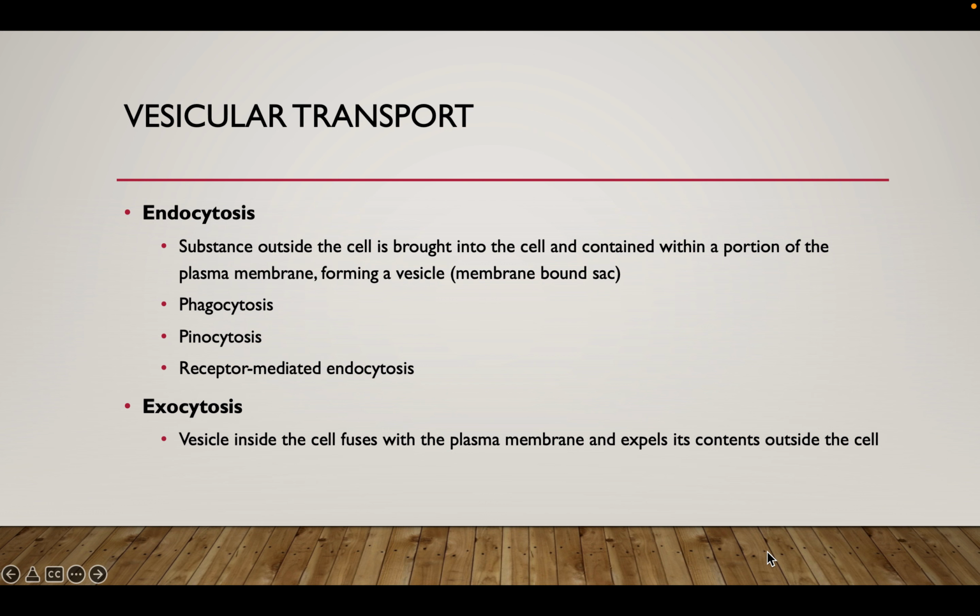Now, exocytosis is exactly the opposite of that. It is when something from the inside of the cell that is packaged within a vesicle fuses with the cell's plasma membrane. Once it fuses with the cell's plasma membrane, it begins to open up, and then it will expel whatever contents it has to the extracellular space. Okay, so sometimes we may make a protein, it gets packaged into a vesicle, sometimes at this organelle known as the Golgi or Golgi apparatus. Once it gets packaged there, it can then be expelled once it fuses with the plasma membrane, expelled to the outside of the cell to the extracellular space.